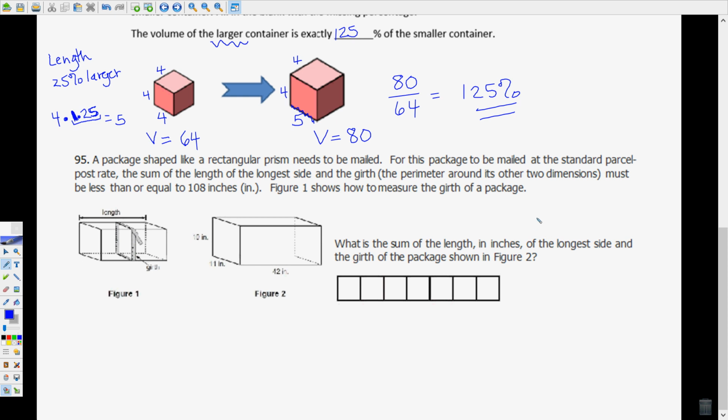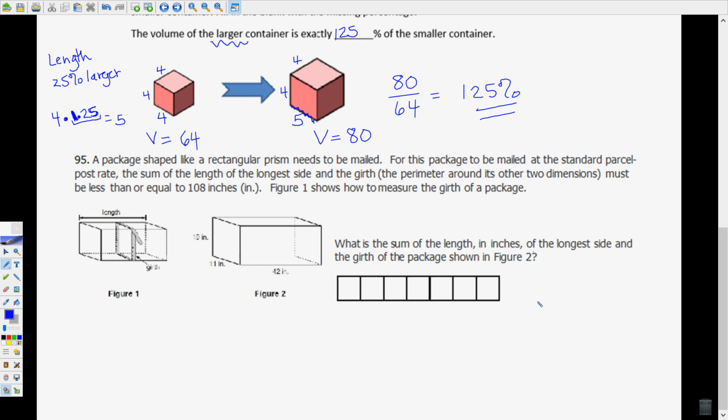Woohoo! A package shaped like a rectangular prism needs to be mailed. For this package to be mailed at the standard parcel post rate, the sum of the length of the longest side and the girth, the perimeter around its other 2 dimensions, must be less than or equal to 108 inches. Figure 1 shows how to measure the girth of a package. What is the sum of the length in inches of the longest side and the girth of the package shown in figure 2?